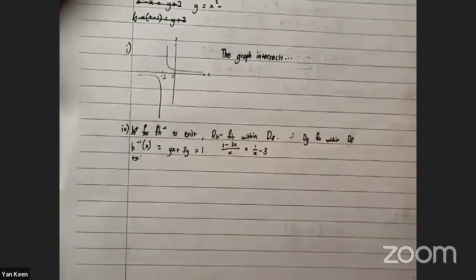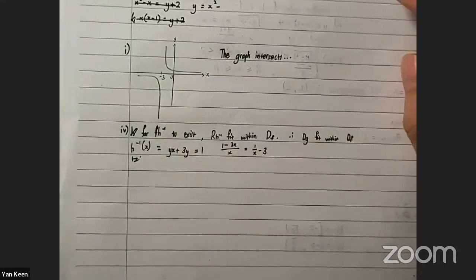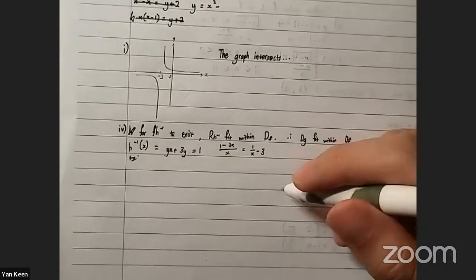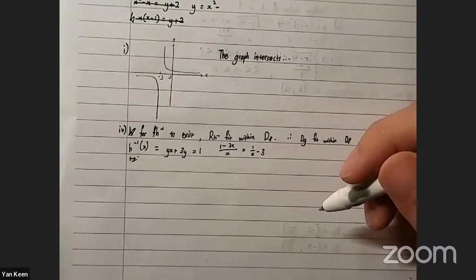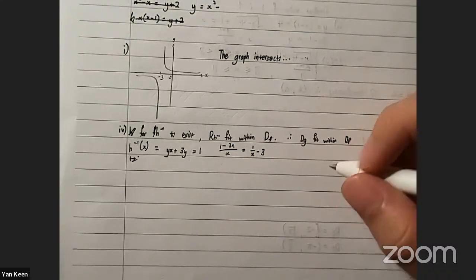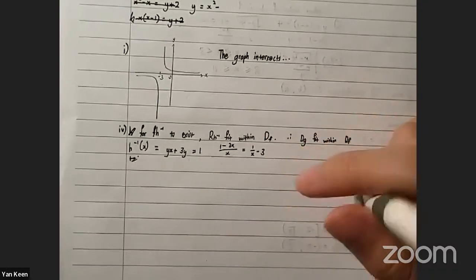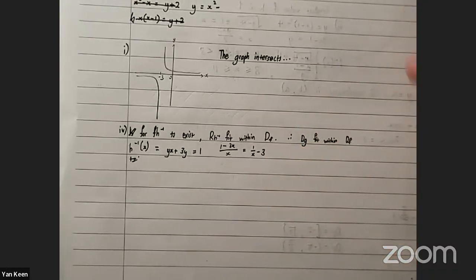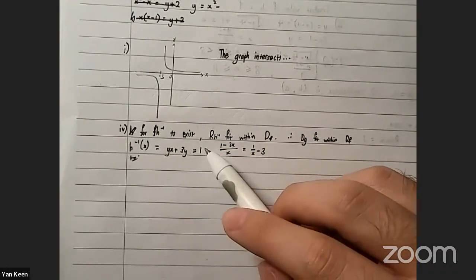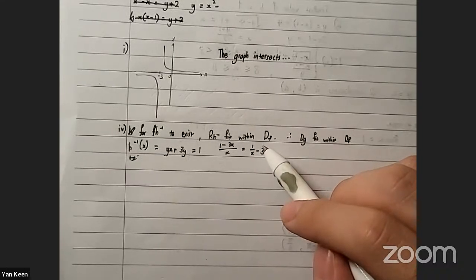I'll just show you. This is what I wrote. But I'm not sure how to go from here to what the answer said, k equals -3. My thinking was that for f inverse to exist, the range of h inverse must fit within the domain of f.